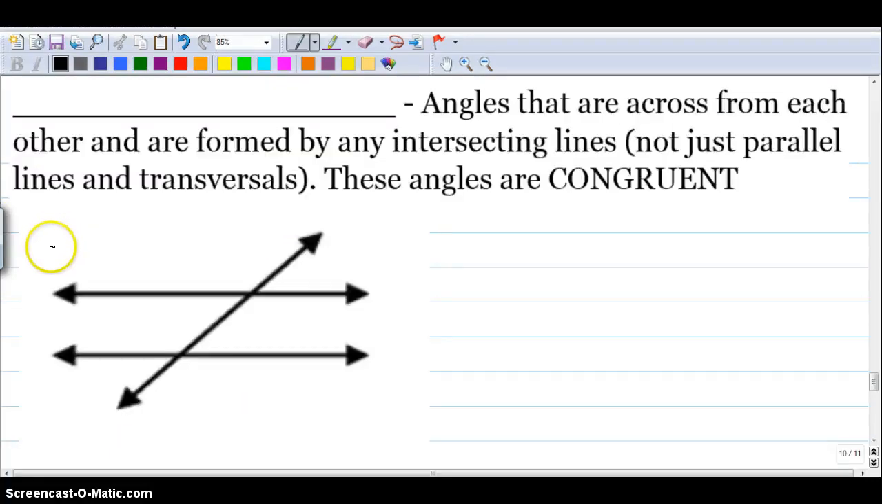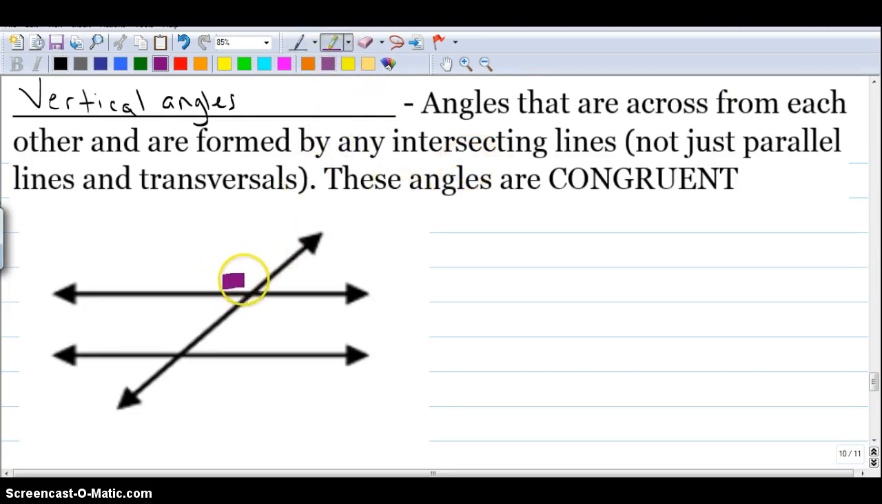Alright, here we go, part 2 of the angle pairs. So these angles are called vertical angles. Vertical angles are angles that are across from each other and are formed by intersecting lines. They're across. I don't know how else to explain how easy that is. They're just across from each other. This is what I mean by being across from one another.